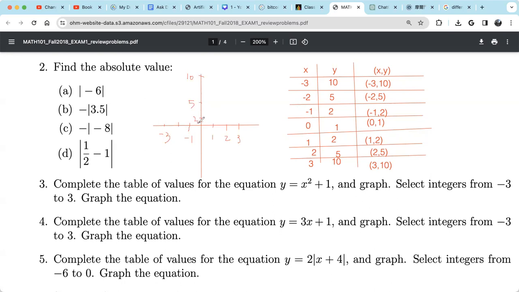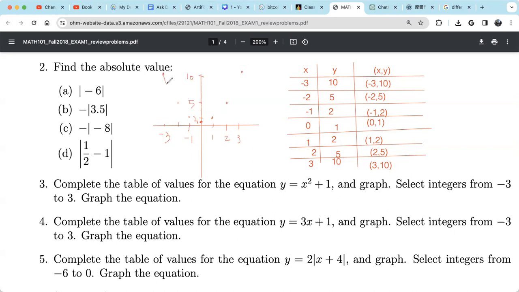All right. We have -3 and 10 somewhere here. We have -2, 5 somewhere here. We have -1, 2 somewhere here. We have 0, 1, this point. Then we have 1, 2. We have 2, 5. Symmetric, quadratic equation, symmetric. We have 3 and 10. We see an upward parabola.